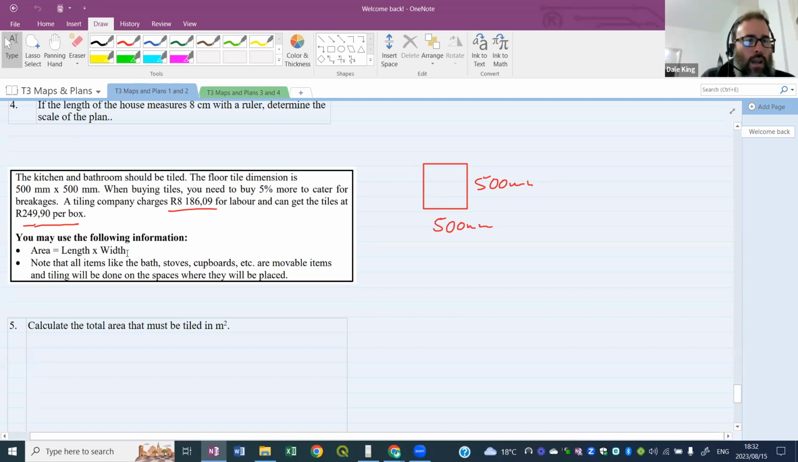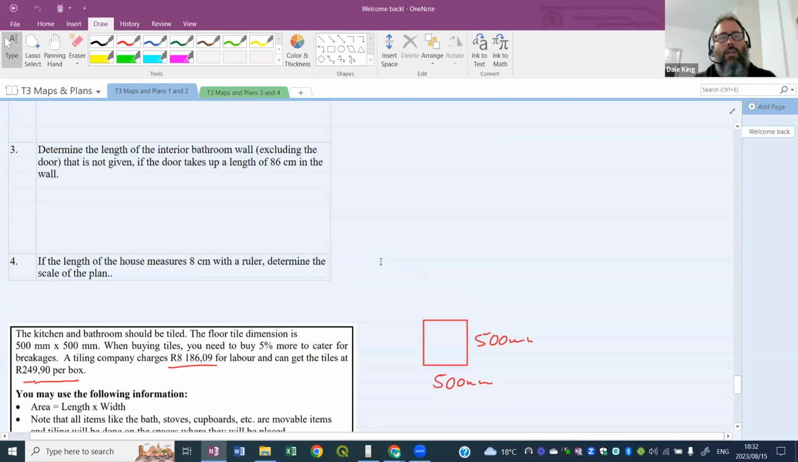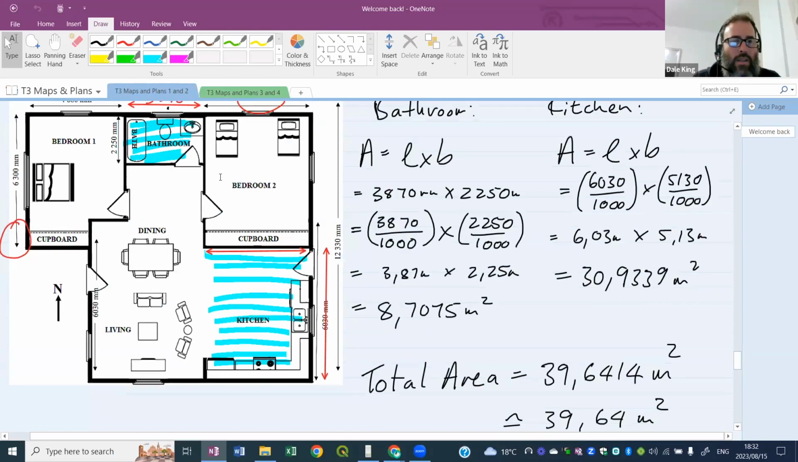We know that. And then it says note that all items like baths, stoves, cupboards, etc. are movable when tiling is done in spaces that will be replaced. So what that means is all these appliances in the map that you see will be removed, the tiles will be put down, and then those items will be put back in. So what that's saying is ignore all the appliances and fittings you see. Pretend it is a blank space. That's what they're trying to tell you.